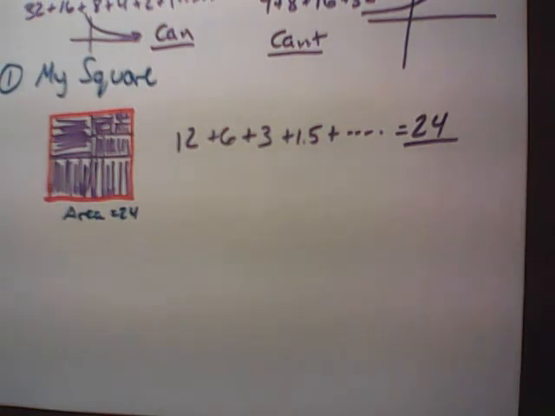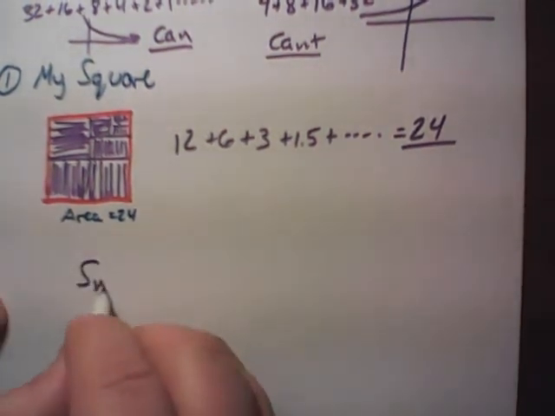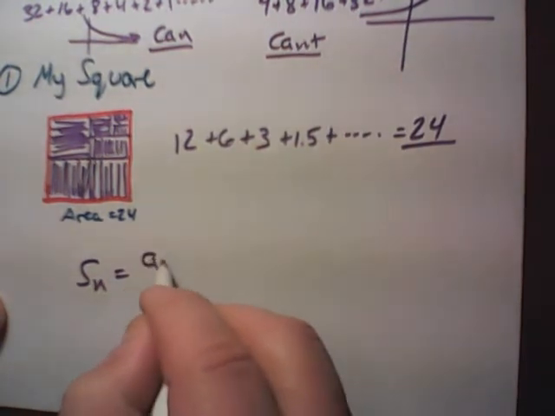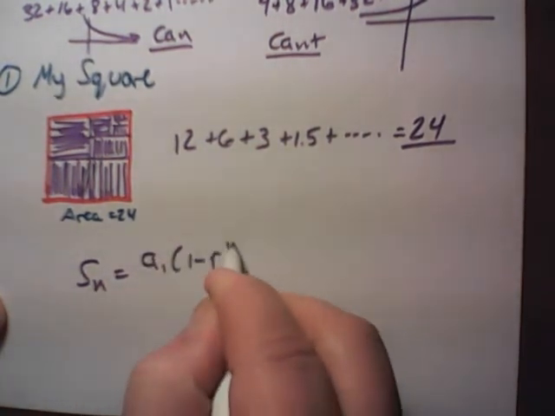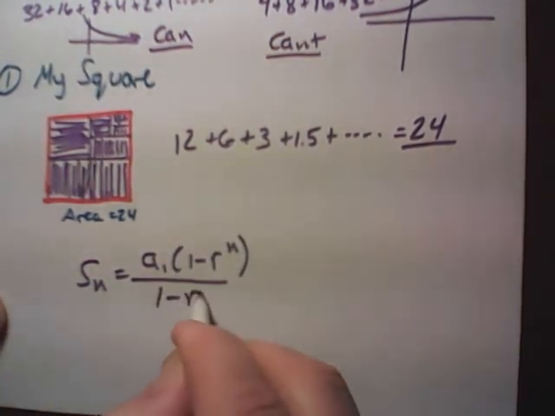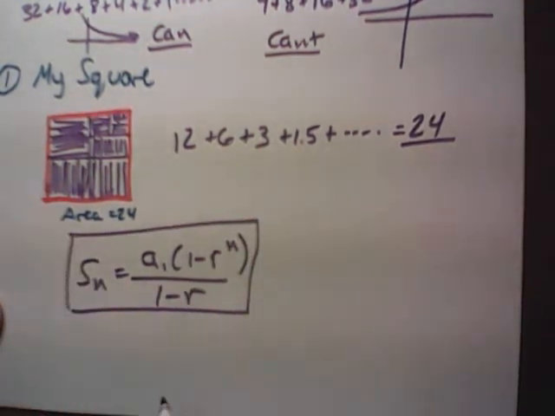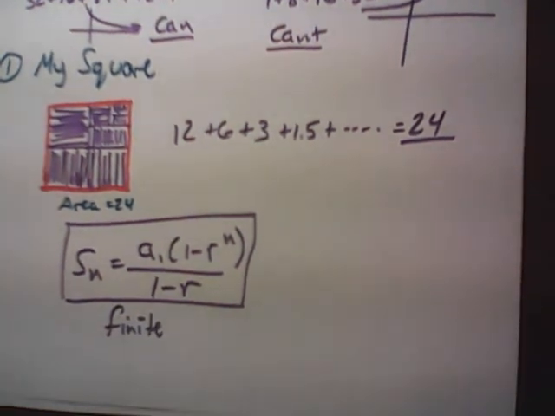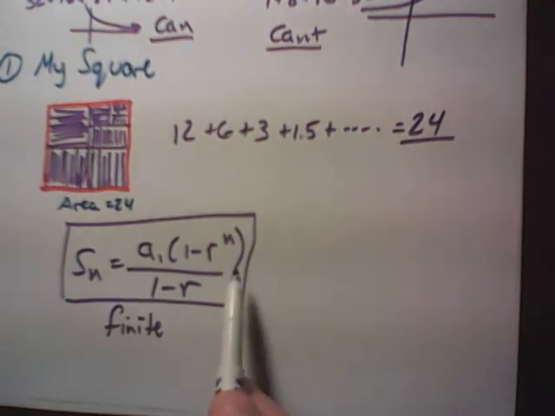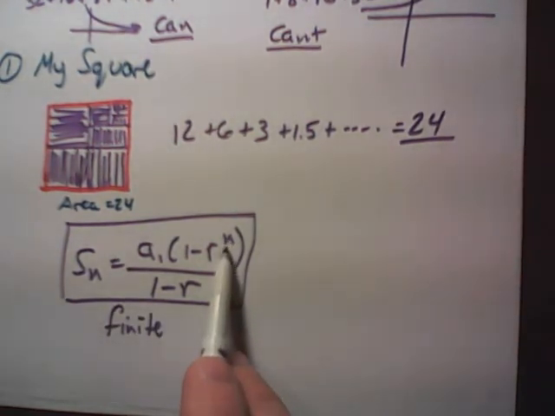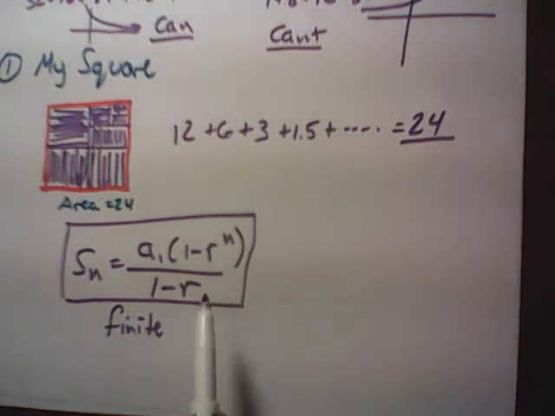And what I want to do is look at our formula that we came up with the last time that looked like this. S sub n equals a sub 1 times 1 minus r to the nth over 1 minus r. This is the formula for a geometric series, but it's a finite geometric series that we've been talking about. It always had a starting point and it had an ending point. We had a certain number of terms. N was a specific number.